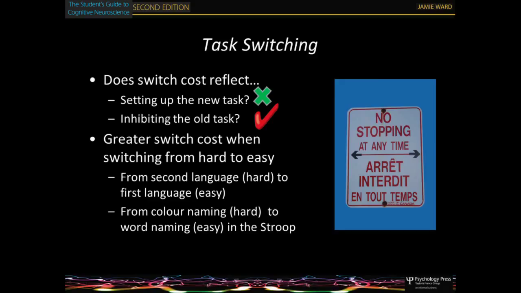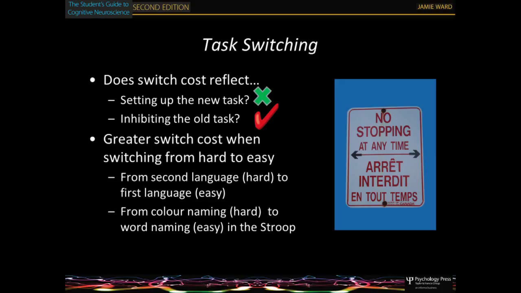It's harder to go from your second language to your first language, okay? And you might imagine, well, because you're going to your first language, it's going to be easier, but it's not. The reason it's hard to go from your second language is that your second language is more demanding, so to suppress those cognitive demands, you have to inhibit them more.